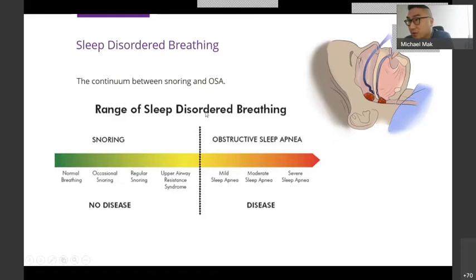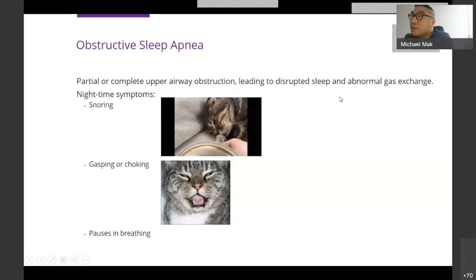But once you get into a situation where the airways close completely, leading to a drop in oxygen in blood, or a partial closure of the airways, and I have a diagram here on the right-hand side that shows the situation and what can happen in a young person with large adenoids and tonsils, this closure of the airway can lead to disrupted sleep and drops in oxygen, which cause health issues, including cardiovascular risks. The nighttime symptoms include things like snoring, gasping or choking, and if you're a parent, you might see some pauses in your child's breathing. So these are the nighttime symptoms of sleep disordered breathing or sleep apnea.